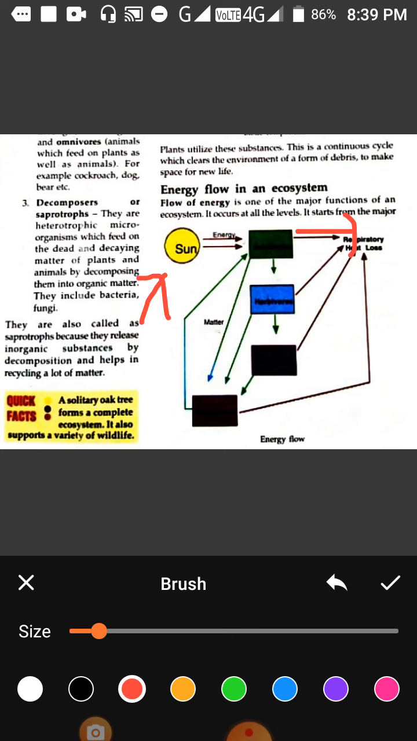So how is the energy flow important for an ecosystem? If the energy flow is balanced, then the ecosystem is sustainable. If the energy flow is not balanced, then the ecosystem will be unbalanced.